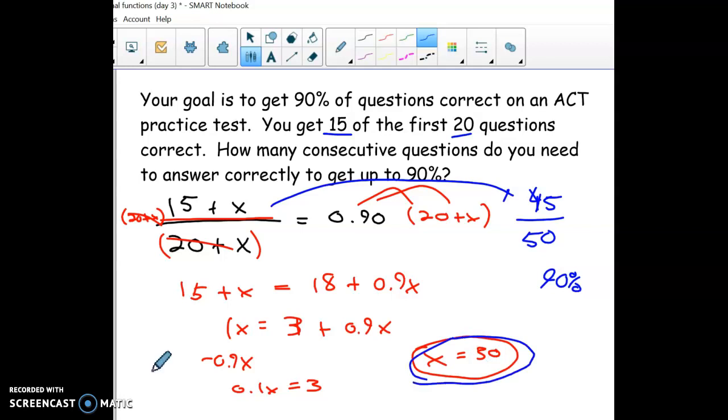All right, so that's all I got. That's the end of 8.3. It's mostly about graphing, but I think there's one like this on the test too, which is a good use of a rational expression, and you can use it here to figure out how many additional questions you need to get correct.